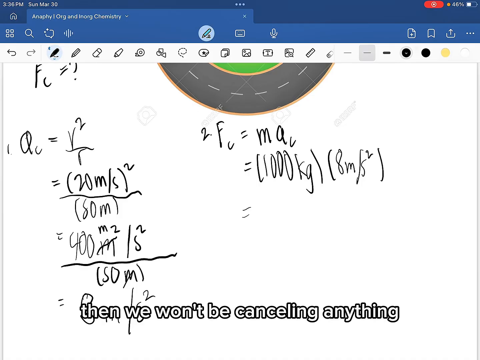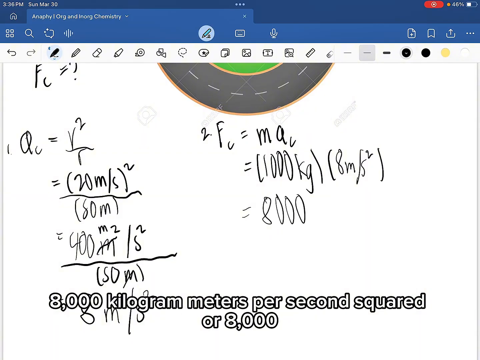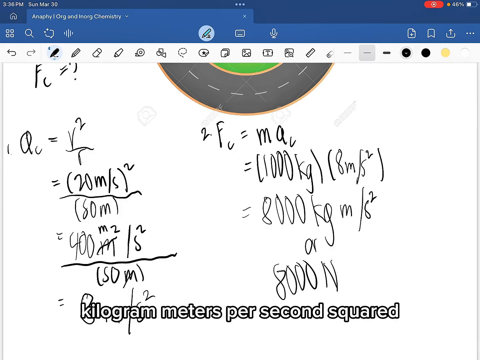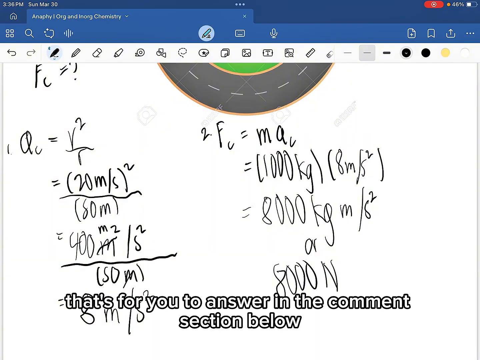Then, we won't be canceling anything since there are no common units. We will just multiply since they're both in parentheses, which gives us 8,000 kilogram meters per second squared, or 8,000 newtons. Why newton? Since kilogram meters per second squared is the same as a newton. And why is that? That's for you to answer in the comment section below.